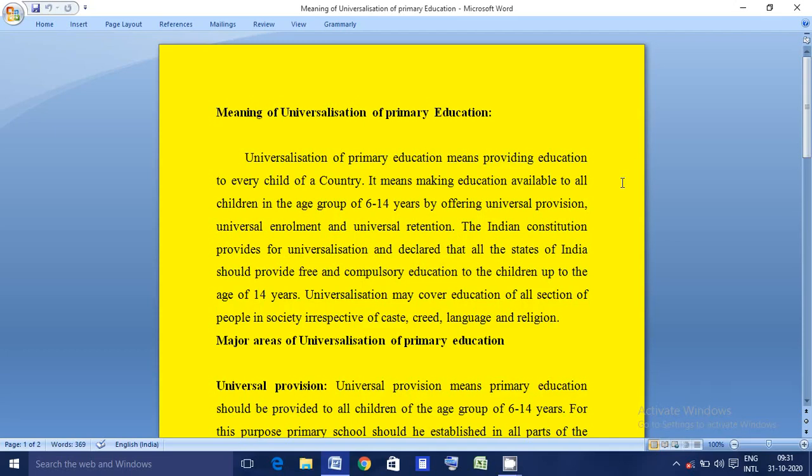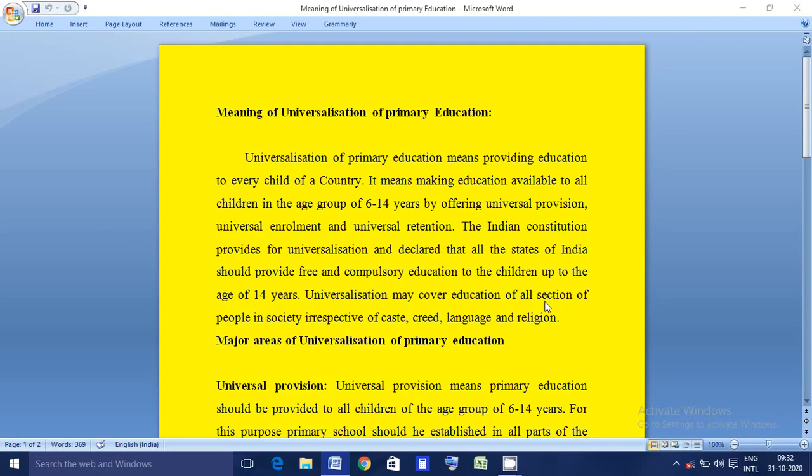So here we can say that universalization of primary education is nothing but providing opportunity to all the children of the country by making available education to those children between the age group of 6 to 14, by offering them universal provision, universal enrollment, and universal retention. The Indian Constitution declared that all the states of India should provide free and compulsory primary education to the children up to the age of 14 years. There is no discrimination regarding caste, creed, language, religion, or anything. So this is universalization of primary education.